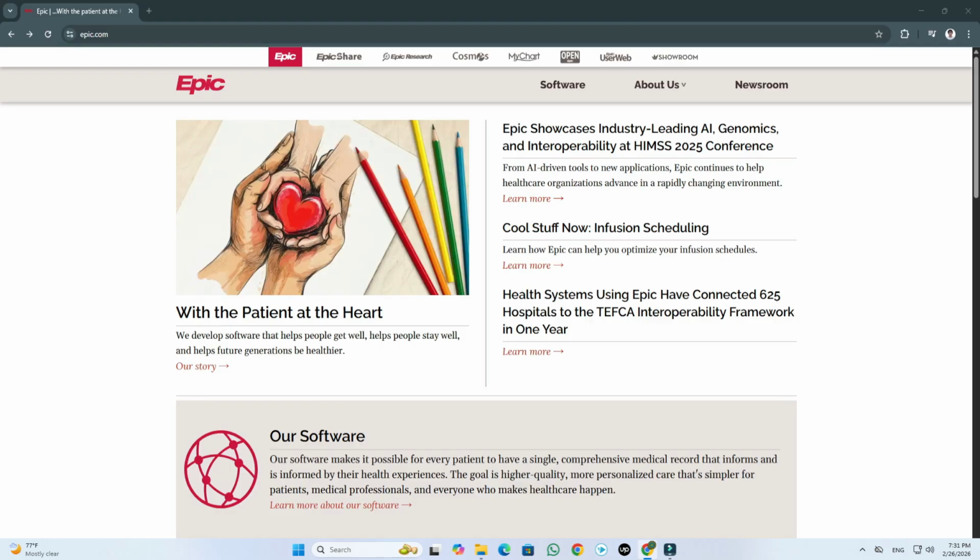That's where Epic comes in. A powerful and widely adopted electronic health record and electronic medical record platform trusted by hospitals, clinics, and private practices across the globe. Epic provides a unified solution for managing patient records, streamlining workflows, and improving both clinical outcomes and administrative operations.